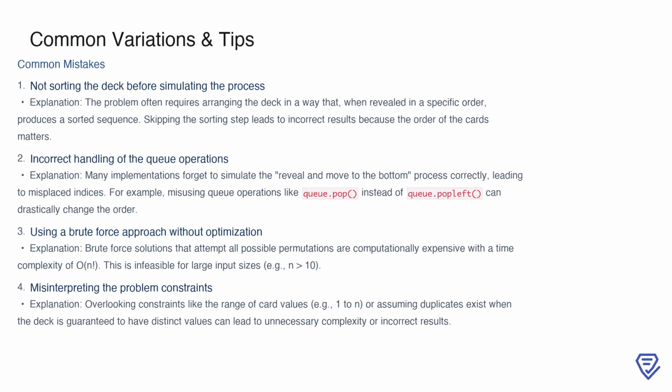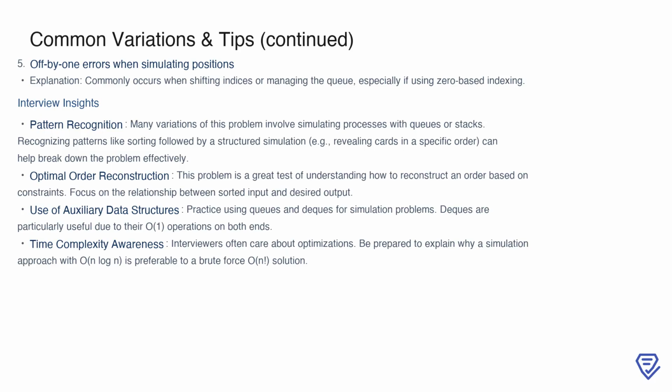Another pitfall is relying on a brute force approach. While trying all permutations might seem like an option, this has a time complexity of O(n!), which is impractical for larger decks. Lastly, always pay attention to the problem constraints. Misinterpreting details like the guaranteed distinct card values or the range of card numbers can add unnecessary complexity or cause outright errors in your solution. Off-by-one errors are another common issue, especially when managing indices or shifting positions in the queue. This often happens with zero-based indexing, so being meticulous about the position calculations is essential.